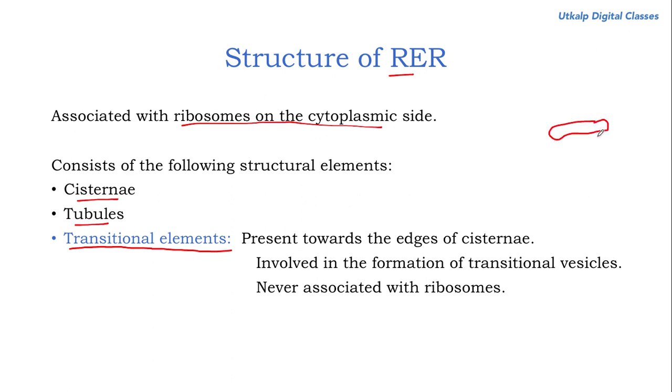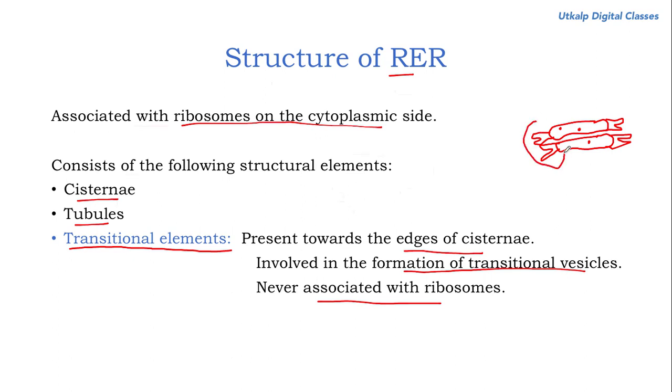So here I am making a few cisternae. Here the cisternae are attached to ribosomes. But the edges of the cisternae are tube-like, which do not attach to ribosomes. These edges are termed as transitional elements. They are present towards the edges of the cisternae. They are involved in the formation of the transitional vesicles, and they are never associated with ribosomes.